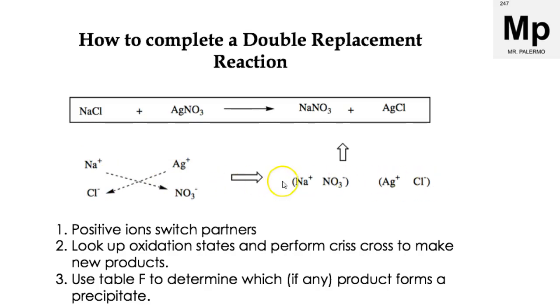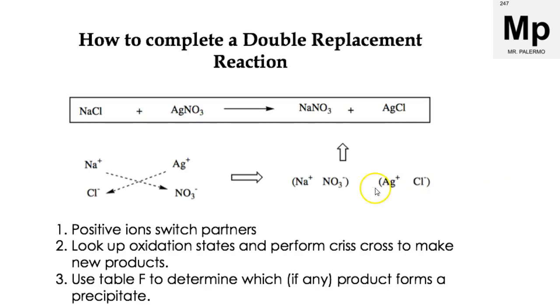But when you form your products, we don't simply just put them together. We have to do our drop and swap of our charges. In this case, it's very simple because they are just 1-to-1. So we put a 1 here and a 1 here, and simply write NaNO3. And the same thing, Ag plus and Cl minus. It's a 1-to-1 ratio.